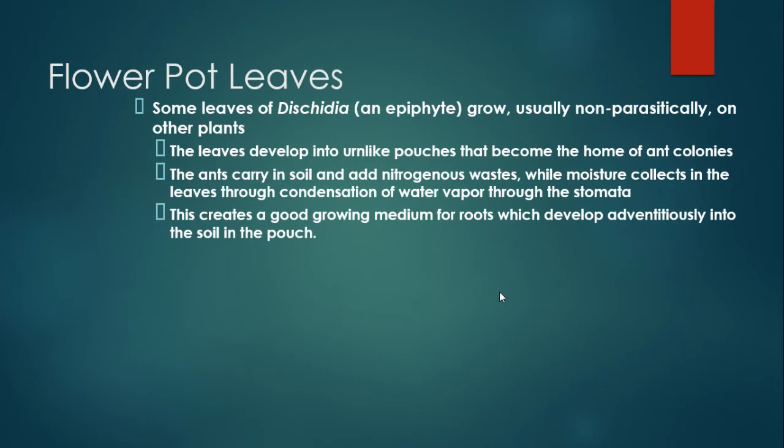Flower pot leaves. Some leaves of epiphytes grow, usually non-parasitically, on other plants. Yes, they will actually grow on another plant. The leaves develop into urn-like pouches that become home to ant colonies. And the ants are going to carry in soil, which is going to add some nitrogenous waste. And then moisture is going to collect in that soil, which is going to allow for these leaves to start to grow.